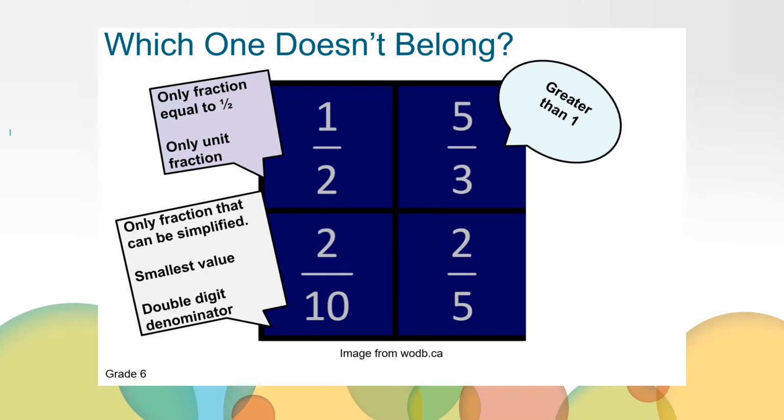You might have thought 5/3 doesn't belong because it's a fraction greater than 1. If I know 3/3 is equal to 1, then 5/3 is 2/3 more than 1 whole. Lastly, if you chose 2/5 as the fraction that doesn't belong, you might have thought it's the only fraction that's close to 1/2.